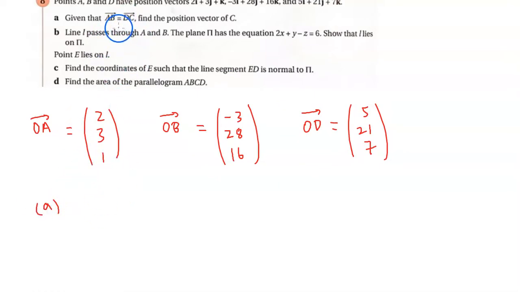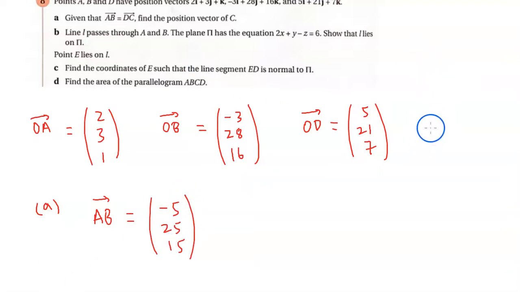Of course, AB is equal to OB minus OA. So that would be -3 minus 2 is -5, 28 minus 3 is 25, and 16 minus 1 is 15.